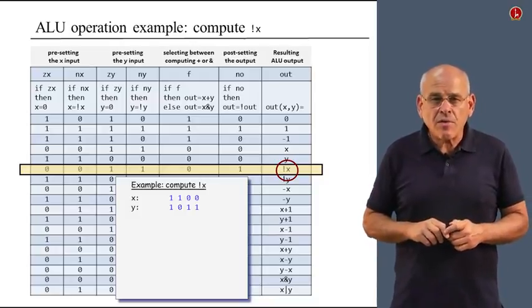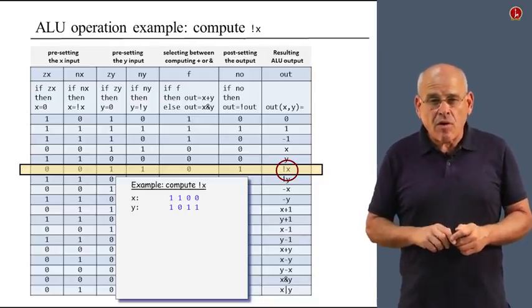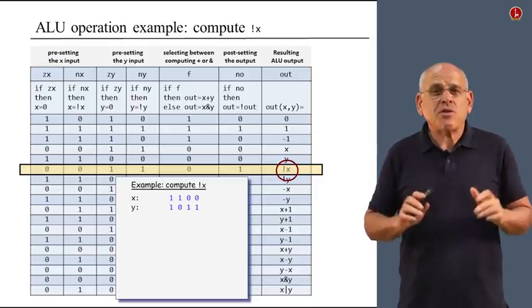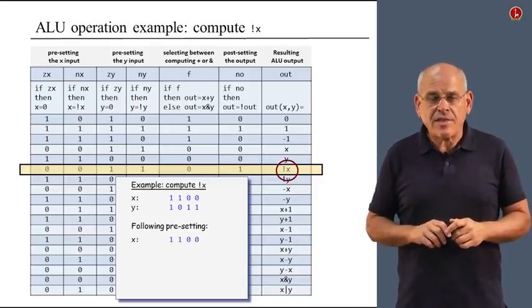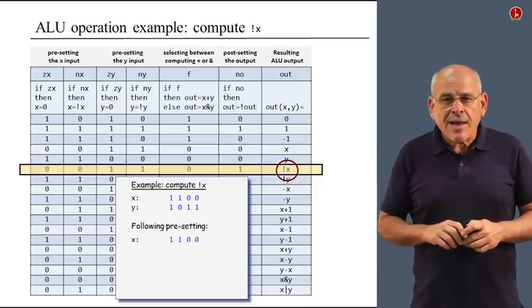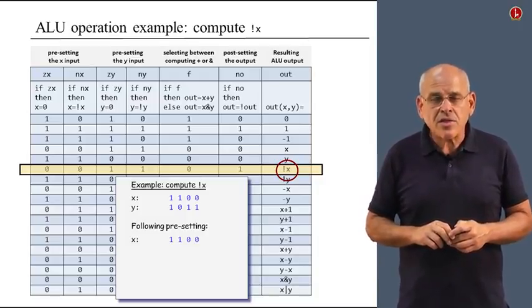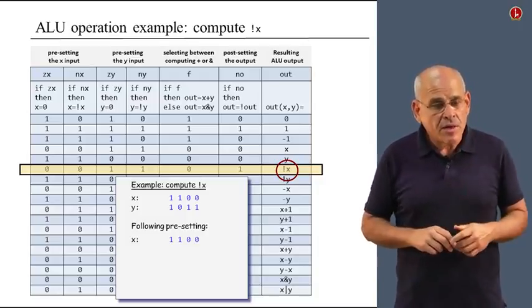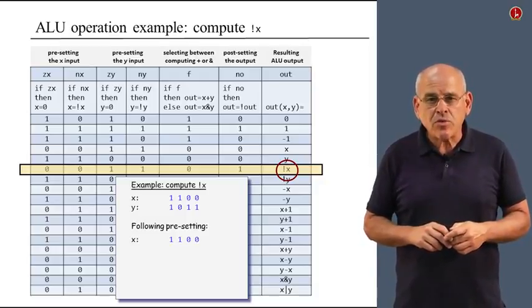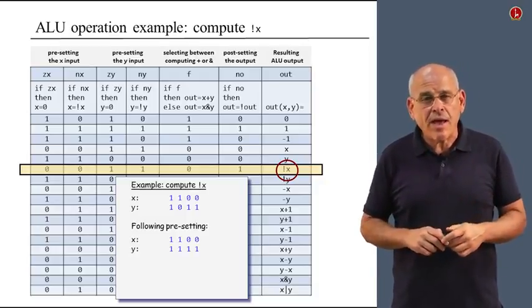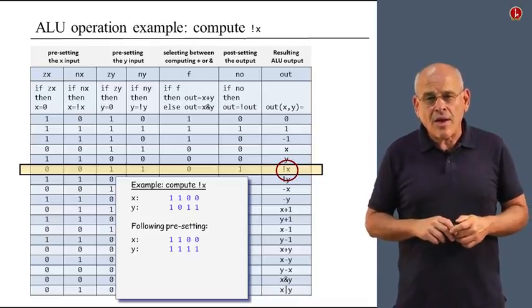Zx equals 0, and nx equals 0, which means that we don't touch the x input. We leave it as is. And then we move on to the y input, and we see that zy equals 1, so we zero the y input, and ny equals 1, so we negate it, and what we get is the result 1, 1, 1, 1.